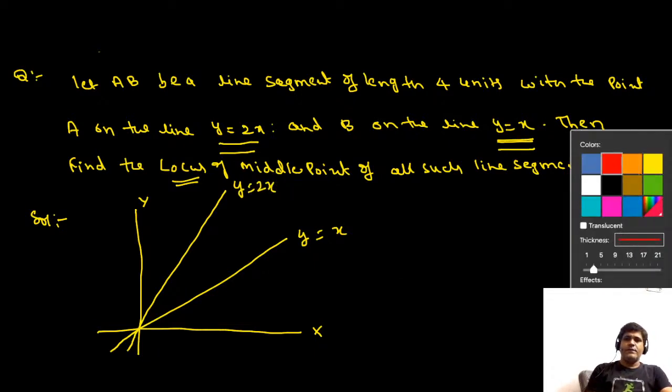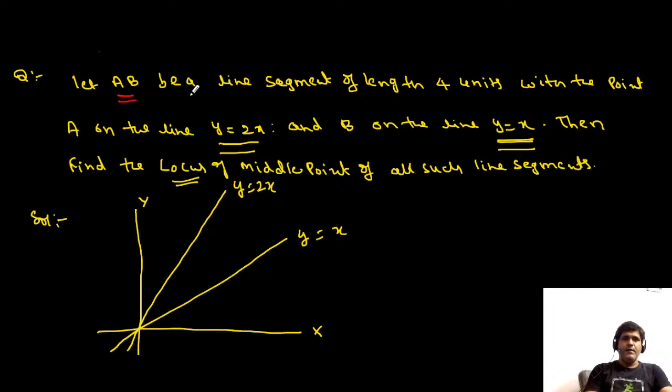Now if you read the question, let AB be the line segment of length 4 units, with the point A on y is equal to 2x and B on y is equal to x. This is the line segment. So this is point B, and the length of AB is given as 4 units.